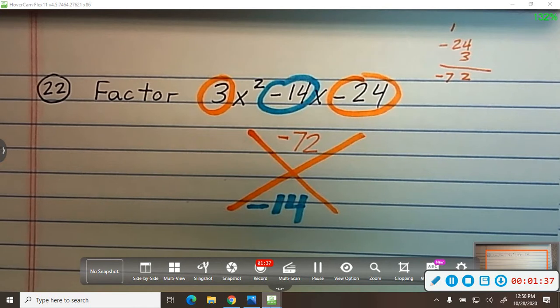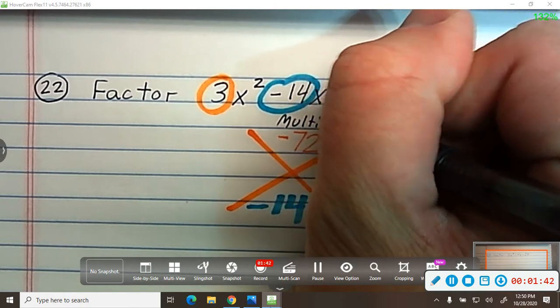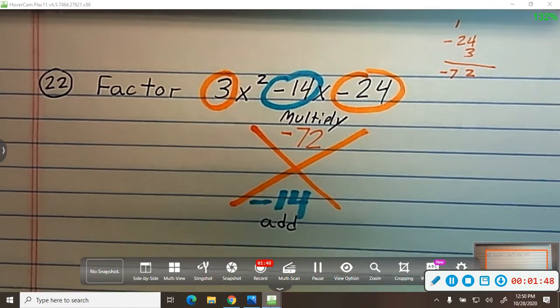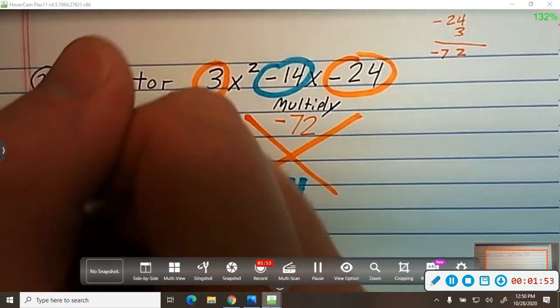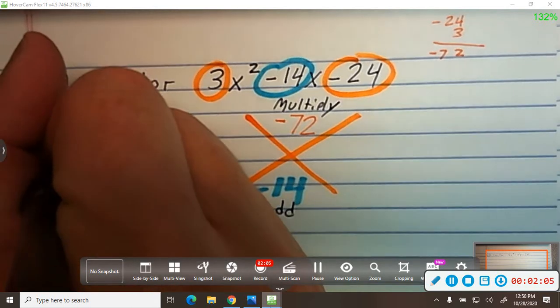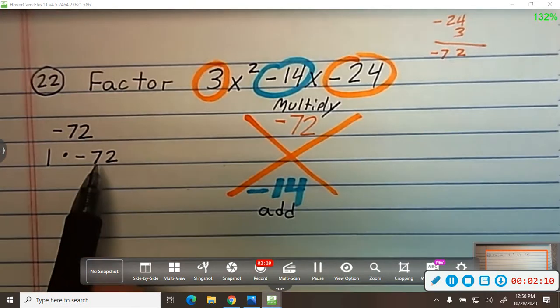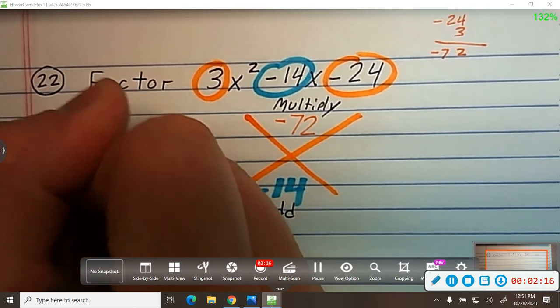And I'm going to do the same thing. I'm going to try to find two numbers that multiply to negative 72, but add to negative 14. So I'll start thinking about negative 72. And then I remember the only way to get a negative number when you multiply is if one is negative and one is positive. So I'll start with 1. 1 times negative 72 is negative 72. 2 times negative 36.